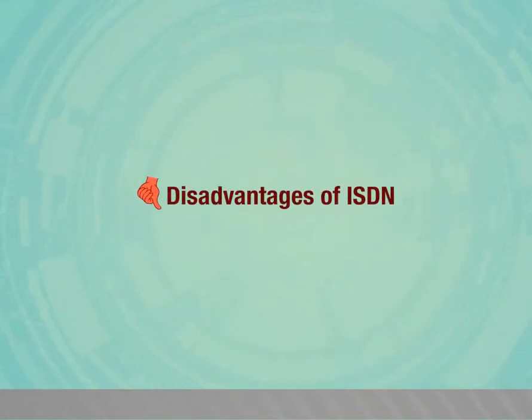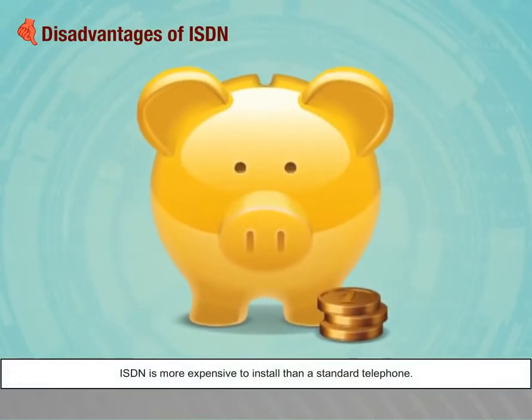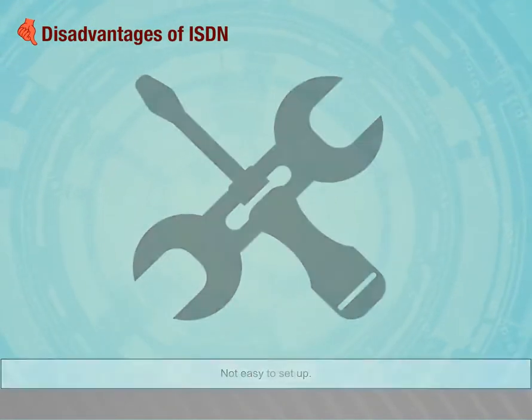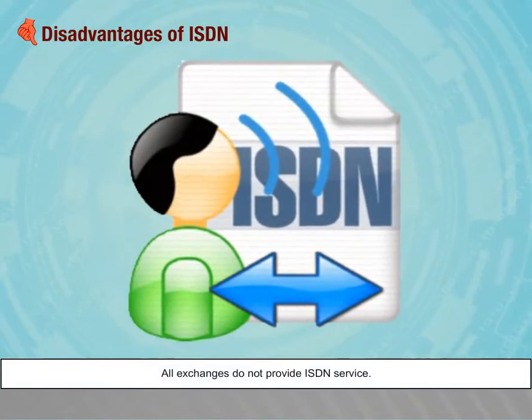Disadvantages of ISDN: ISDN is more expensive to install than a standard telephone. It is not easy to set up. All exchanges do not provide ISDN service.